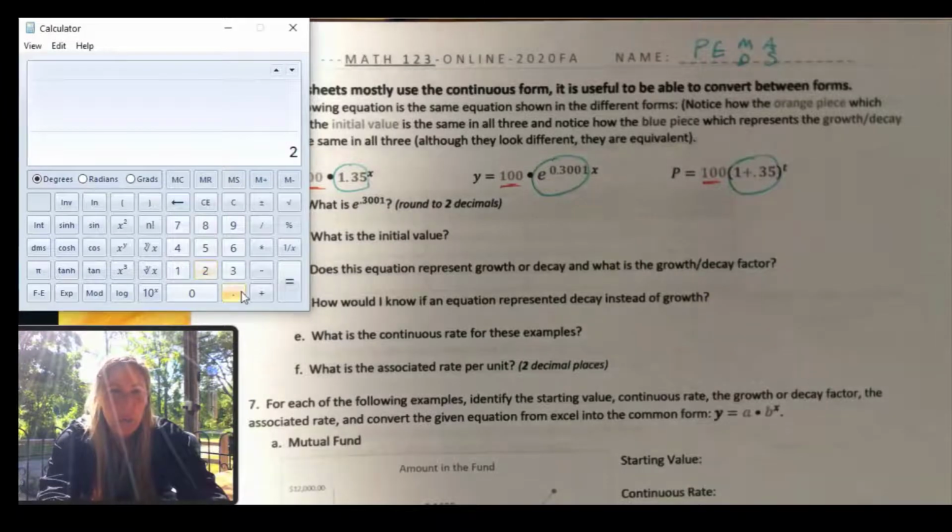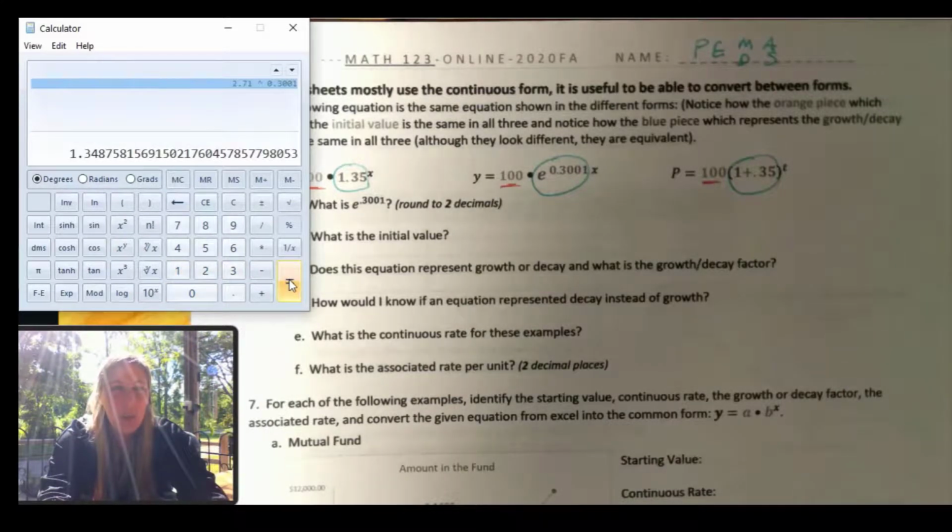I'm going to go 2.71, and I'm going to raise it to the power of 0.3001. So to raise to the power, I use this x to the y key. So I'm looking for the x to the y key, and I'm going to type in 0.3001, and I'm going to press enter. And I'm going to get 1.349 approximately.